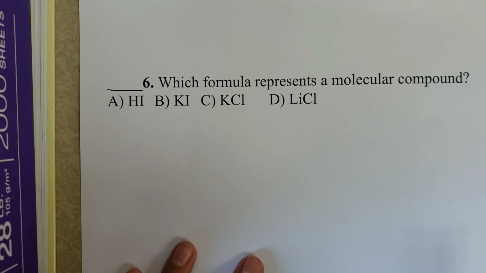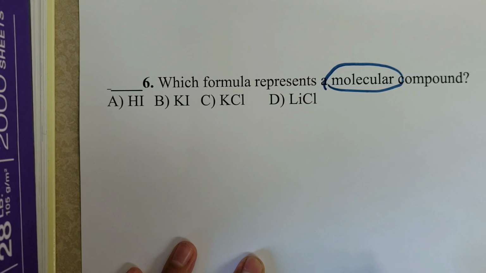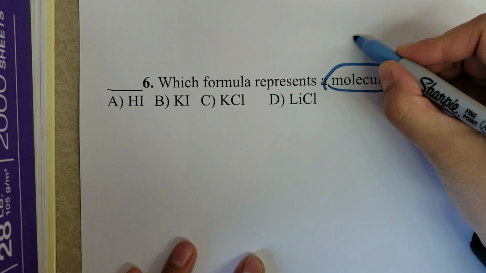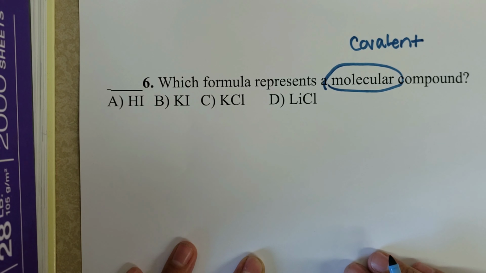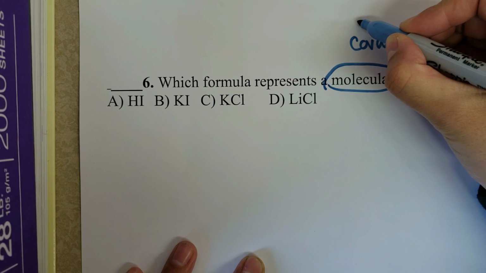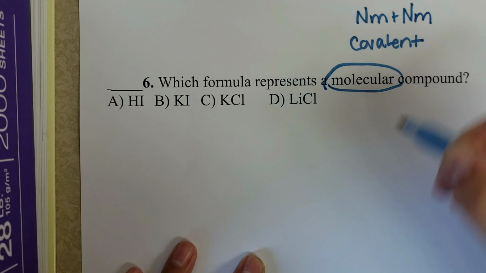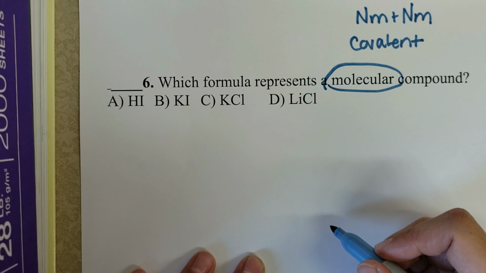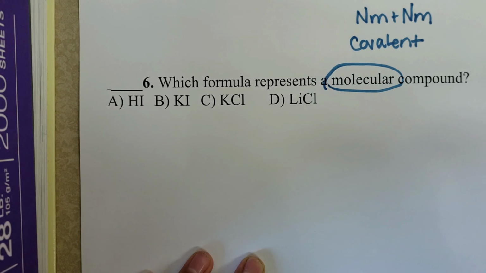Here, in the final question, we are asked to find a molecular compound. The word molecular means covalent, and a covalent compound forms between two nonmetals. Look up each element in each formula and figure out which formula has two nonmetals.